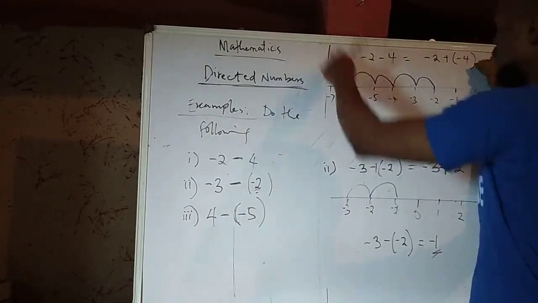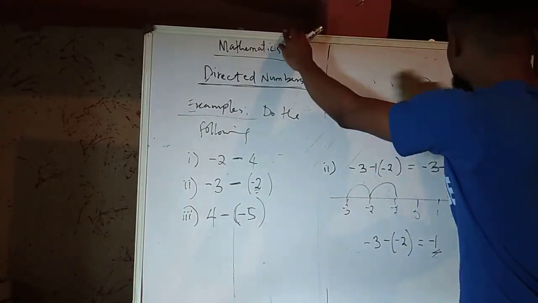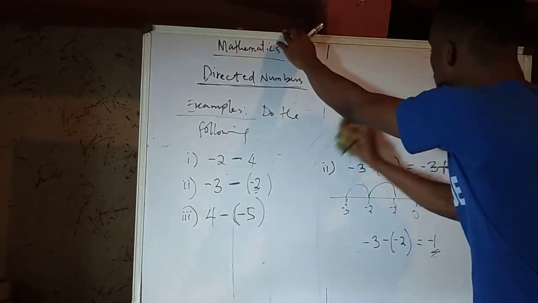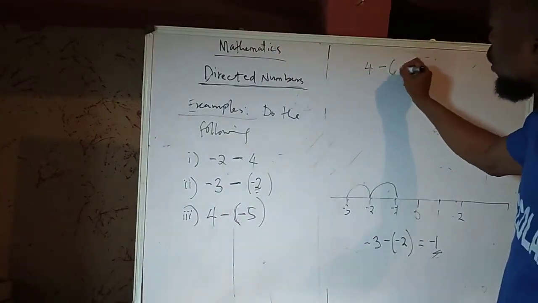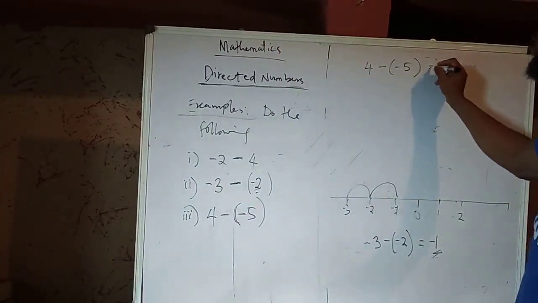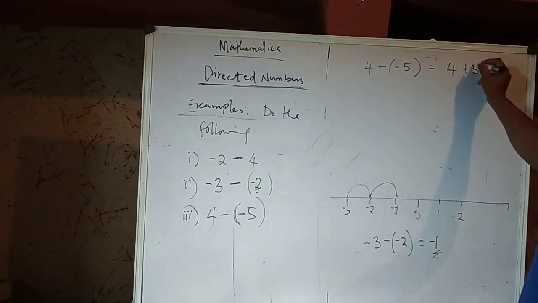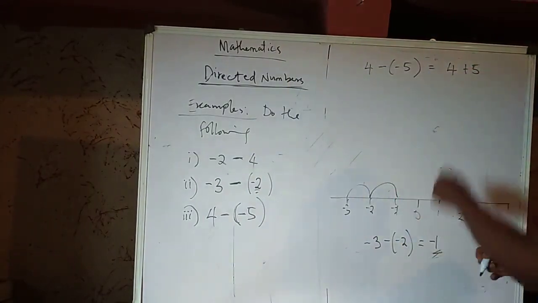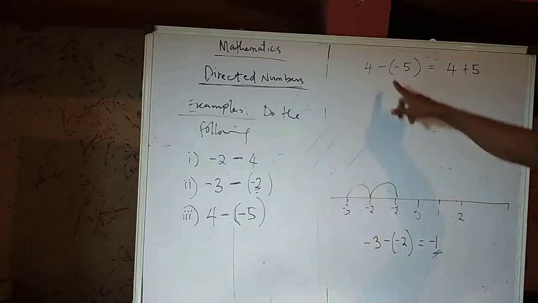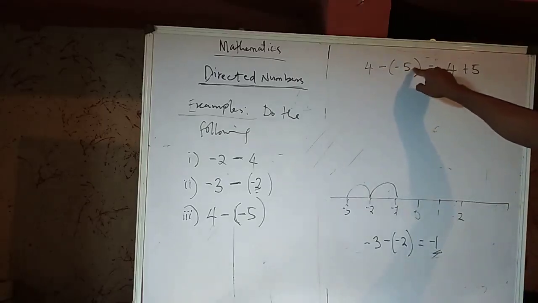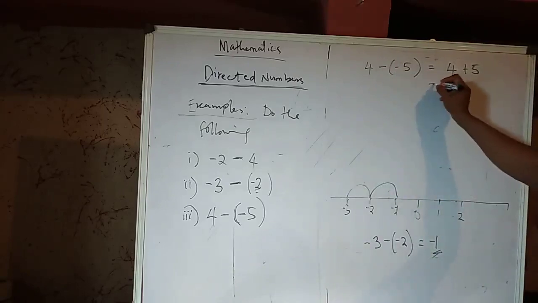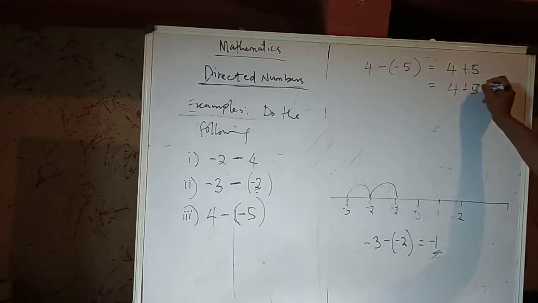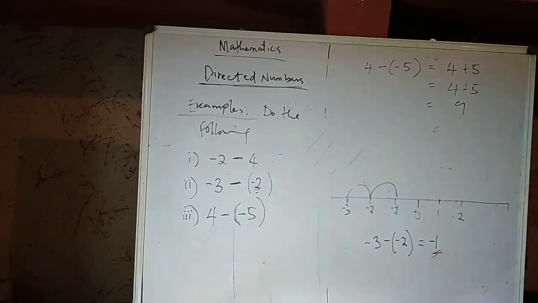The same thing happens with this one. I'm going to wipe this off now. You see, 4 minus minus 5 is the same thing as 4 plus 5. I will not need to use the number line here because this is minus multiplying into the bracket. Minus times minus will give you a plus, so that you get 4 plus 5, which is simply 9.